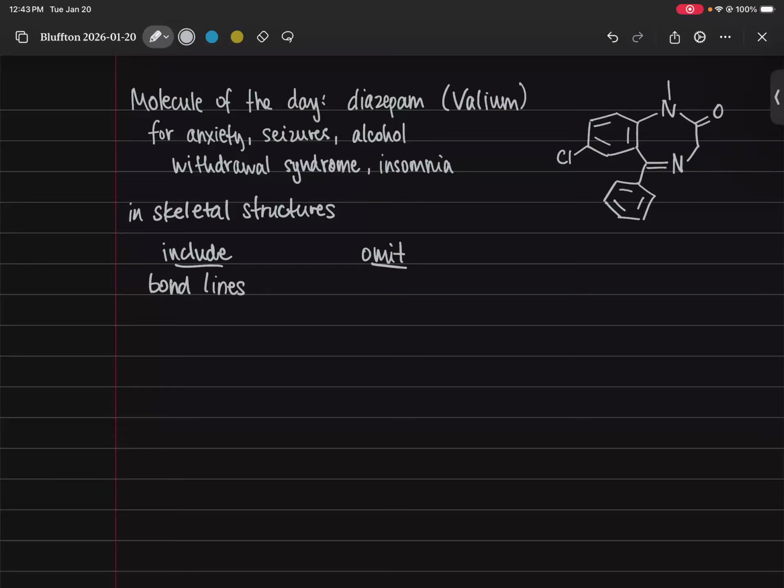So we've got, there we go, there's a single bond between a carbon and a nitrogen. We've got, this is a double bond between two different carbons, and so on and so forth. So we do include bond lines.